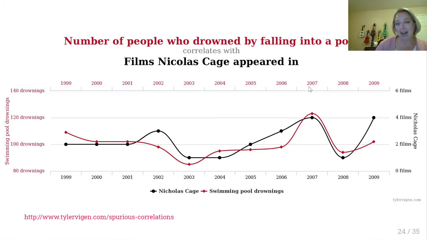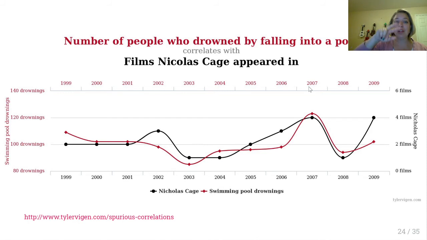So here is a plot. It's a very famous plot. On the bottom, we have years from 1999 to 2009, so a 10-year span. And we have two things plotted here. In the black line, we have how many films, between 0 and 6, Nicolas Cage starred in each year. And then kind of mirroring it is this red line, which models the number of swimming pool drownings in that year, going from 80 to 140.